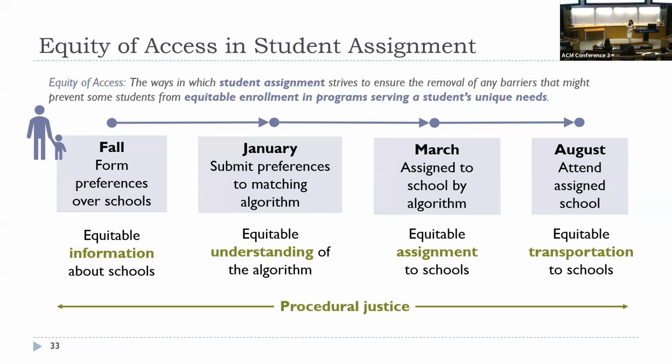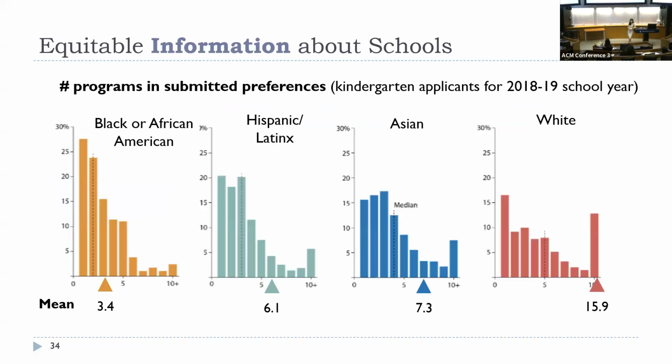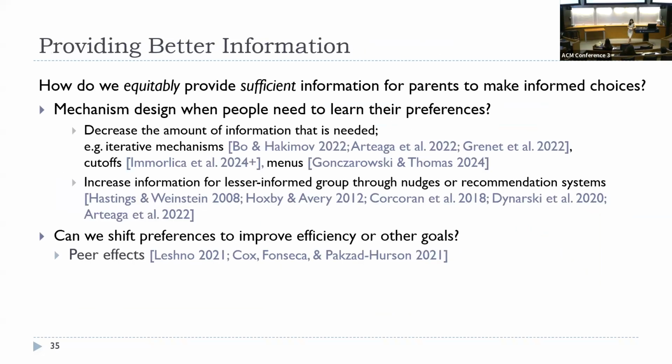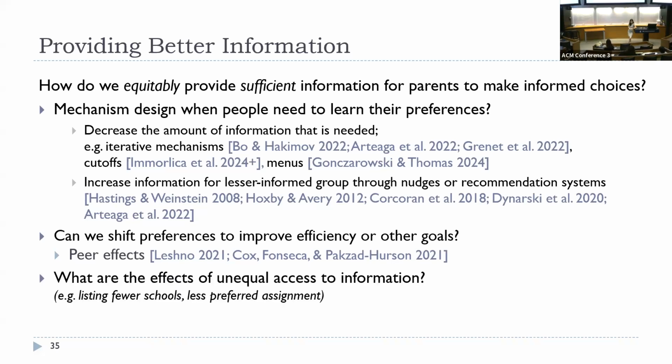I have a bunch of questions that I think are really interesting here. I'm not going to have time to list them all out for you, but in terms of the first one, I think there's a bunch of things about how we can better provide information in mechanism design, and I'm very happy to see that this is starting to be a very active area. So how do we do mechanism design when people need to learn their preferences? You don't just come in already knowing them. What are the equity effects of these questions? Can we shift preferences to improve efficiency or equity for the goals? What are the effects of unequal access to information? A lot of interesting questions here on that first piece of information provision.